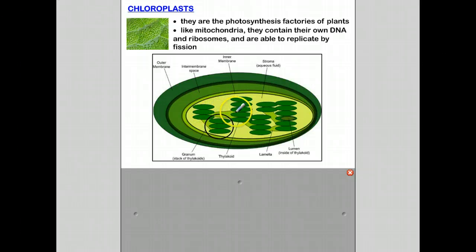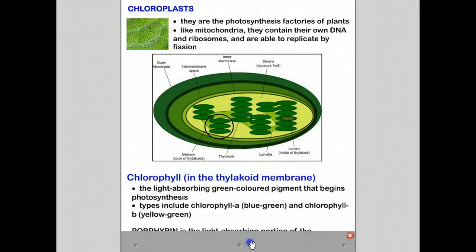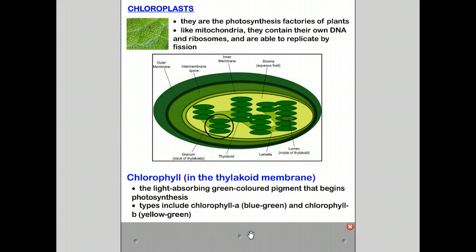They're connected through lamellae, and the inside of one is called our lumen. The inside of the entire chloroplast is called our stroma. Okay? So chlorophyll. Within the chloroplast, there's something called chlorophyll, and it's in the thylakoid membrane. So basically the membrane that surrounds the interior of the thylakoid, you're going to find these small little molecules called chlorophyll. And they are what absorb the light, a light-absorbing green-colored pigment that begins photosynthesis.